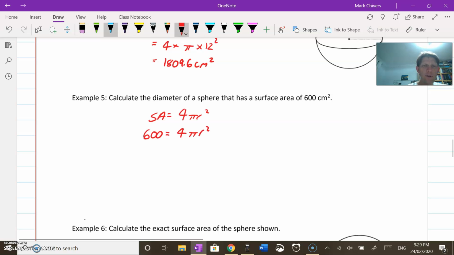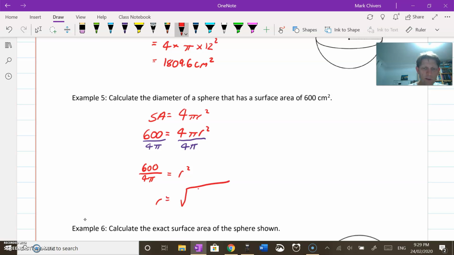So obviously now, we can use a bit of algebra here. If we divide both sides by 4 pi, that's going to get rid of everything on this side that's not related heavily to r. So we're going to be left with 600 over 4 pi equals r squared. And then if we take the square root of both sides, we're going to end up with r equals the square root of 600 over 4 pi.